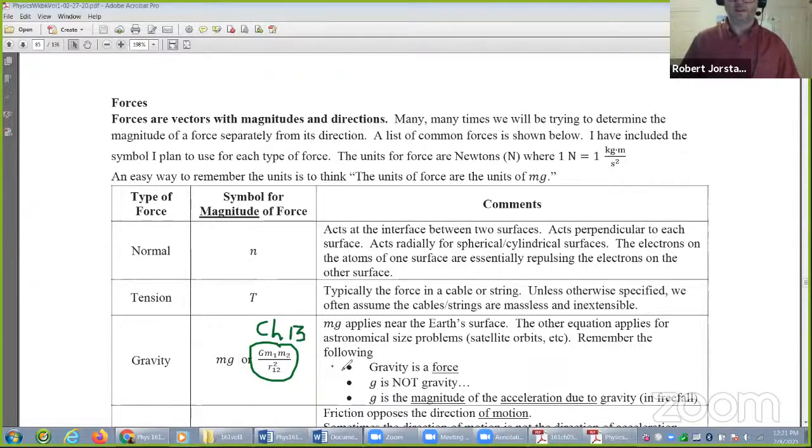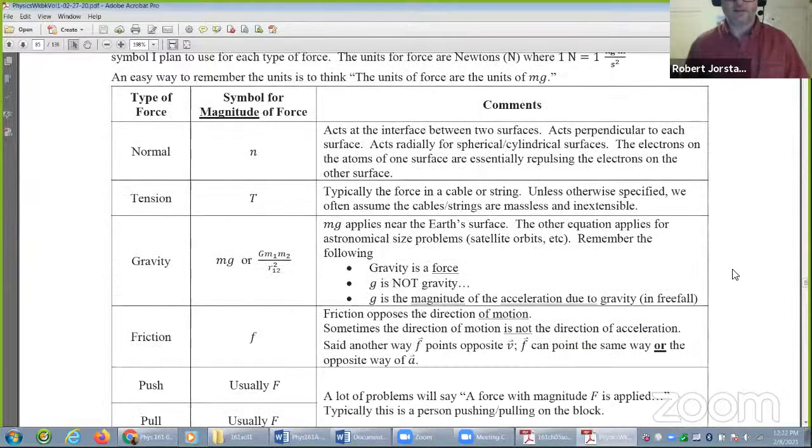To be clear, here are some pet peeves I have. Gravity is a force. g is not. It's the magnitude of a gravitational acceleration during free fall near the Earth's surface. So know that there's a big difference between g and gravity. g is not gravity. Gravity is a force. g is the magnitude of acceleration due to gravity when you're in free fall. Just be aware that that drives me crazy. So if you want to drive me crazy, that's cool. All right.